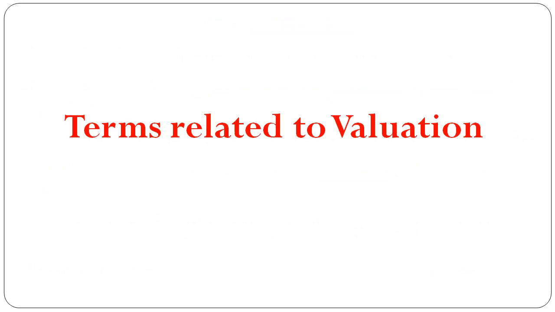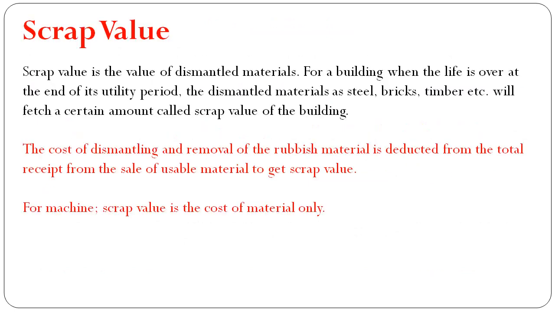Now we will see terms related to the valuation. Scrap value is the value of dismantled materials. For a building, when the life is over at the end of its utility period, the dismantled materials such as steel, bricks, timber, etc. will fetch a certain amount called scrap value of the building. The cost of dismantling and removal of the rubbish material is deducted from the total receipt from the sale of usable material to get scrap value. For machine, scrap value is the cost of material only.